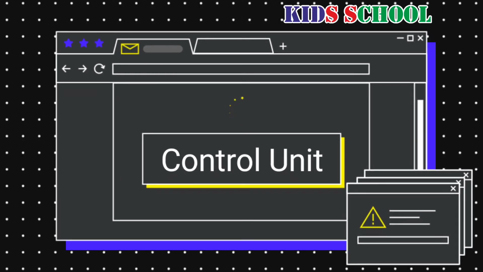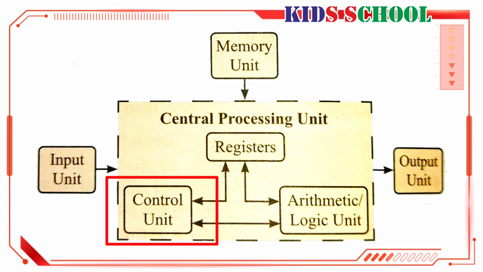Control Unit, CU. The CU controls the movement of data inside as well as outside the CPU. It enables the communication between registers and ALU and between the CPU and all the input, output and storage devices. It directs all the parts of the computer system to perform their tasks.